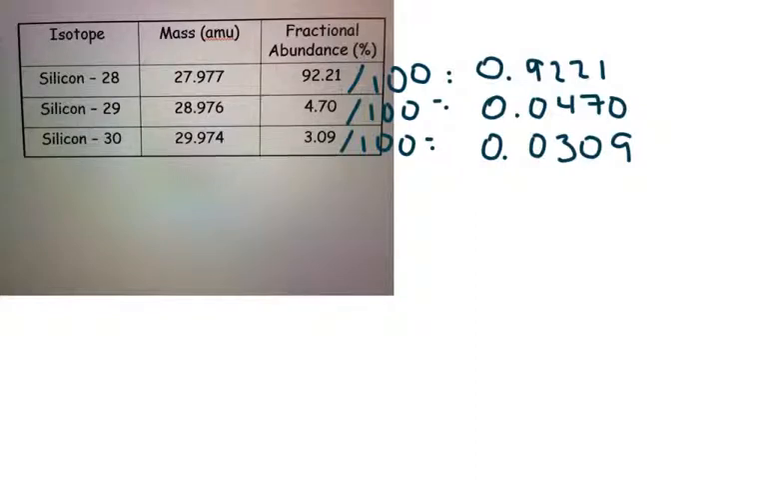Right? Then we want to multiply. This is now called the relative abundance. When we divide the percent abundance by 100, it becomes the relative abundance. We're going to multiply the relative abundance by each mass, and we do that for each isotope. So we're going to take 27.977 times 0.9221.